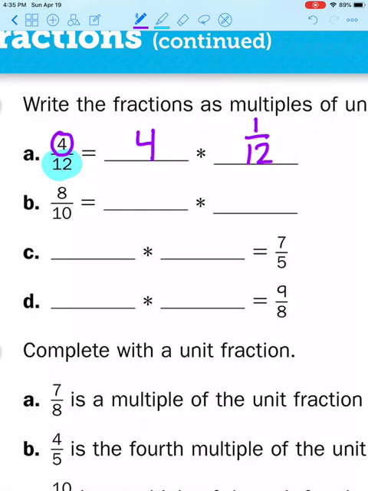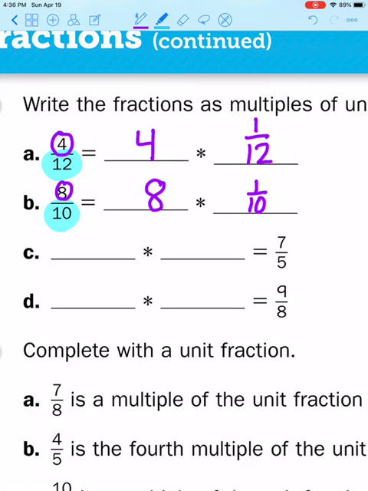Okay, so 8/10. I know my, oh, sorry guys, had to sneeze. You know my denominator is 10, so that means my unit fraction is 1/10, and my numerator is 8. What times 1/10 would give me 8/10? Well, I know 8 times 1. So 8 times 1/10 equals 8/10.